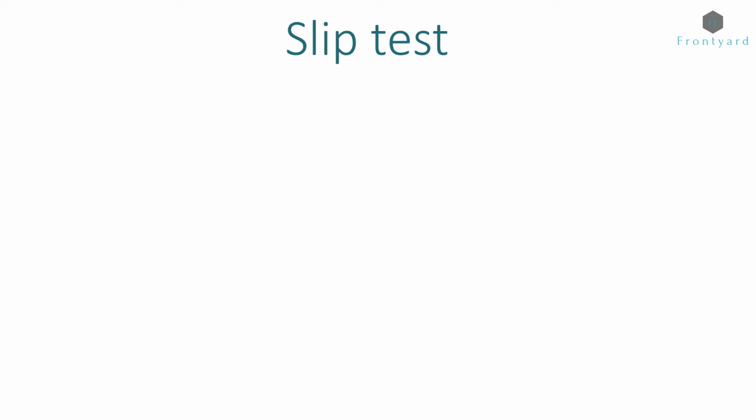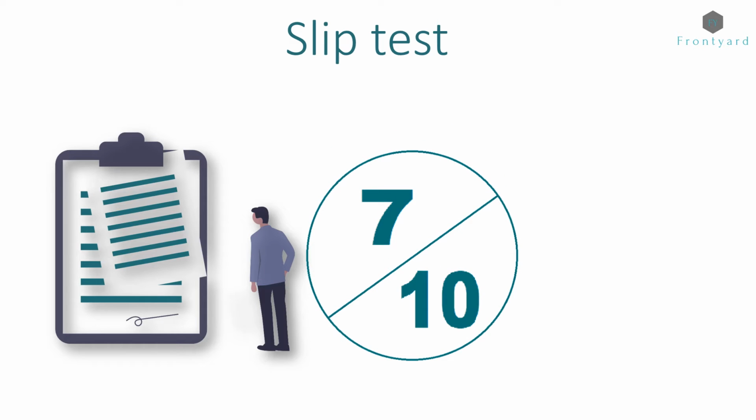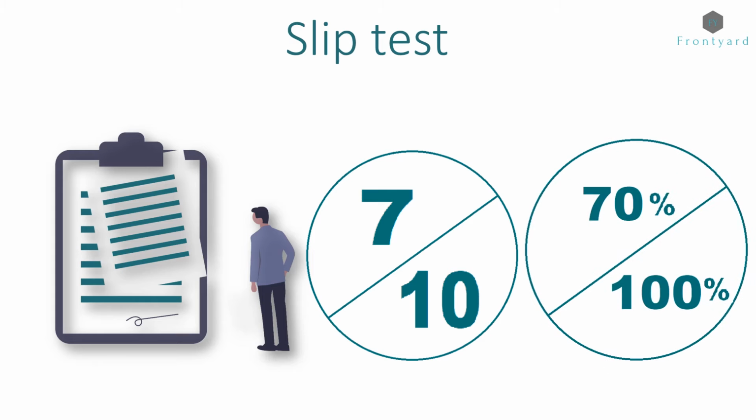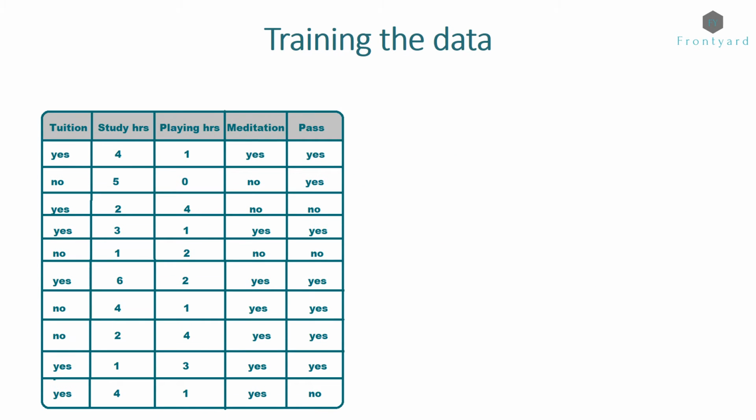Okay, here is the important phase, that is the slip test. Consider you are prepared with your given portions and your teacher is conducting a slip test for 10 marks. There are 10 questions and each carries 1 mark, and 7 of your answers are right. So your mark will be 7 out of 10. That means we can say that you secured 70%. The same will happen in training and testing the machine by giving data.